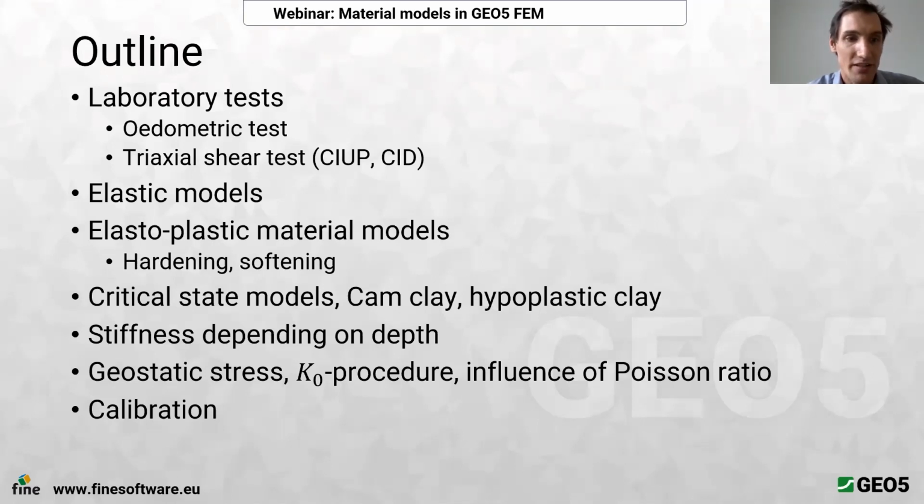Then I will mention the feature bringing the depth dependency of stiffness, and I will also show you how to create a geostatic stress, what the K-naught procedure is, and how the Poisson ratio influences this process. And finally, I will mention some possibilities for how to calibrate the material models or how to obtain the material parameters.